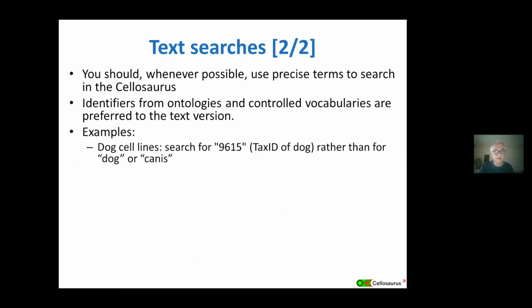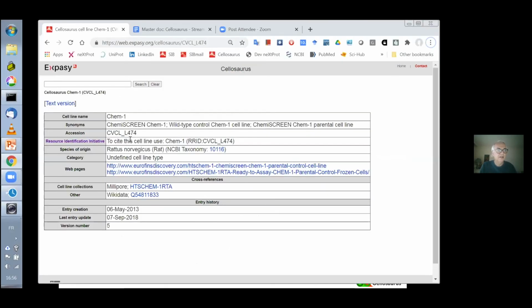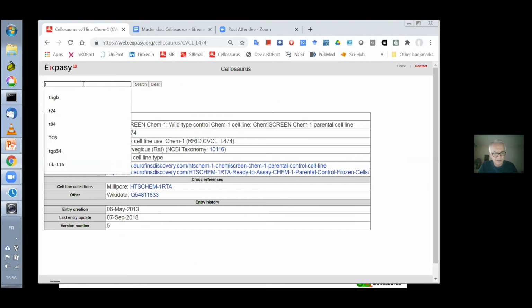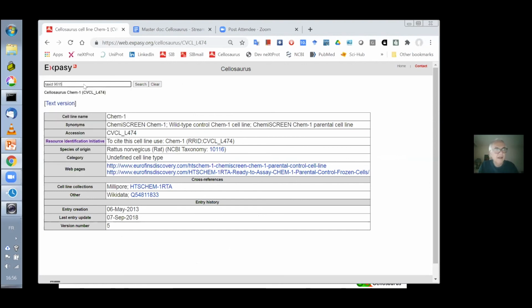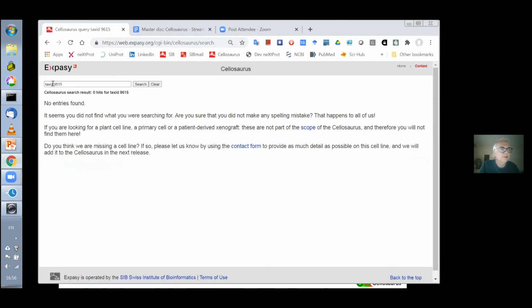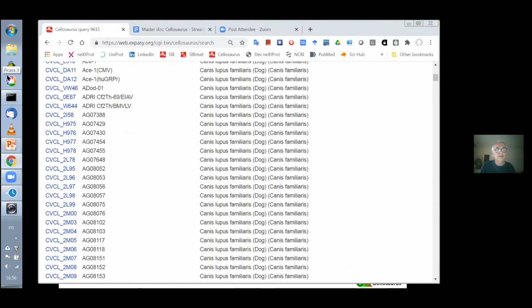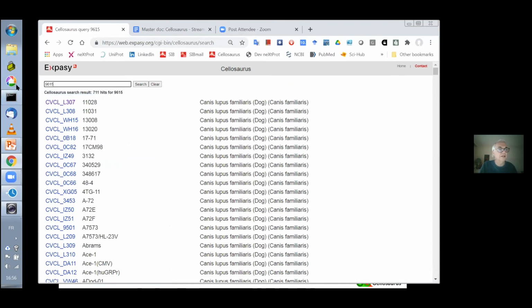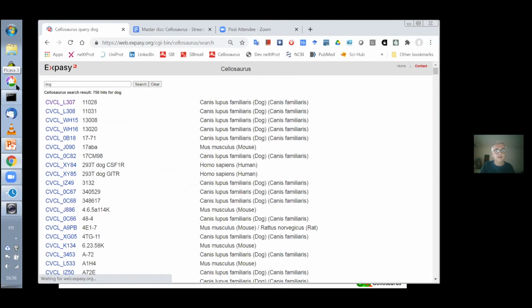For example, if I want to look for dog cell lines, I should look for the tax ID 9615, instead of just searching the word dog and saying cell line from dog, because I will get anything which has the word dog inside the title of a publication or elsewhere, like this mouse cell line, which is not from dog, but I guess that if I go to the record, I will see the word dog somewhere on it.